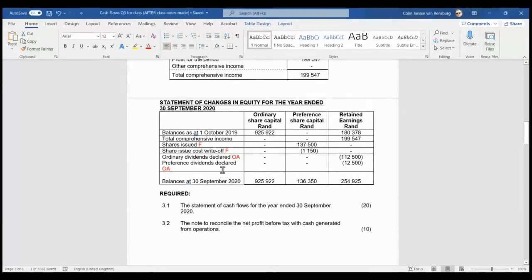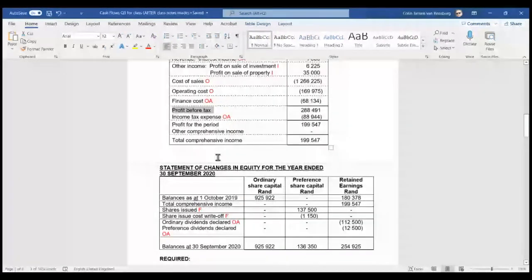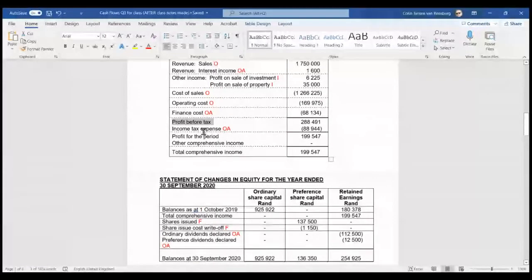The reason is the same as with the income tax expense. Remember this, your ordinary dividends declared does come after your profit before tax, right? It comes after. Remember, you transfer your total comprehensive income to your statement of changes in equity, and then your dividends get declared thereafter. So the dividends declared is not included in your profit before tax. That is the main point here.